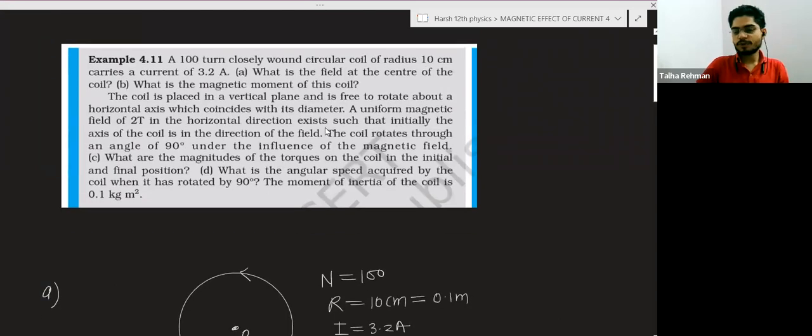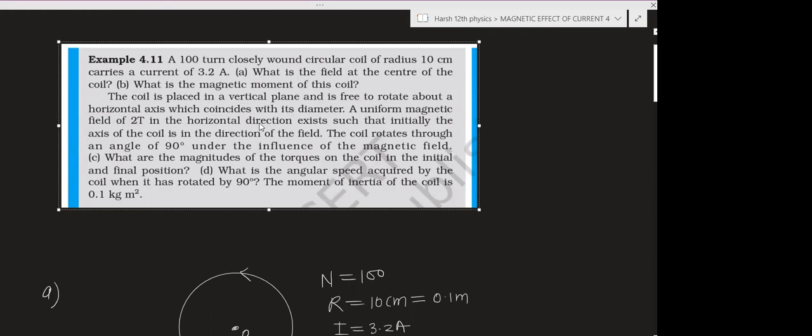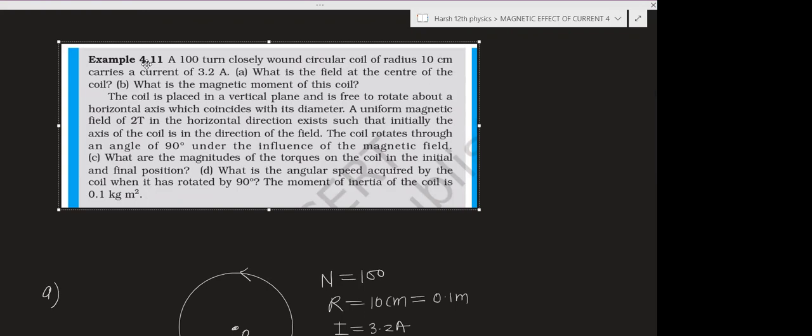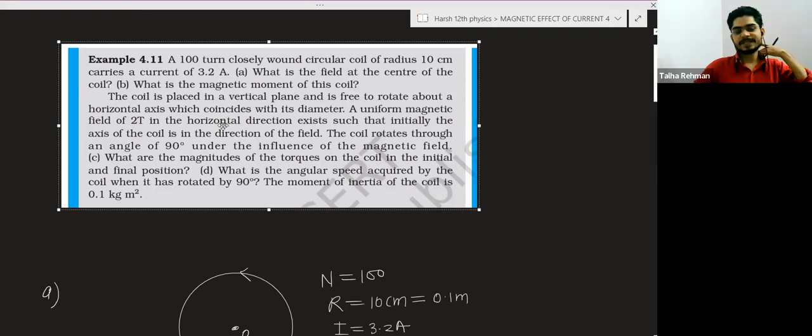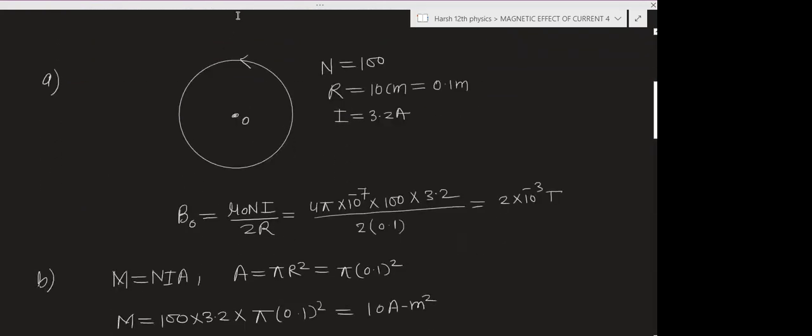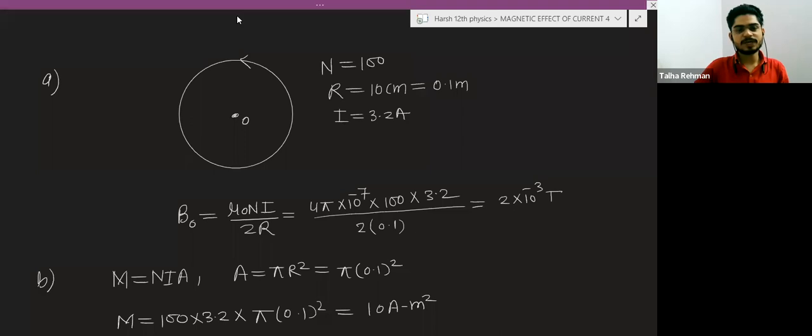So what you should do now, do you have the NCERT? Yes, sir. So here this is example 4.11. Write on your copy example 4.11, from chapter 4. This question you will get in NCERT. Write down the question from chapter 4, and you can just write down the answer only.